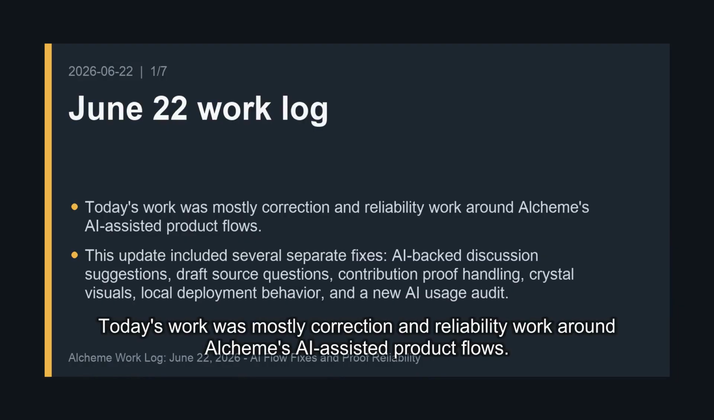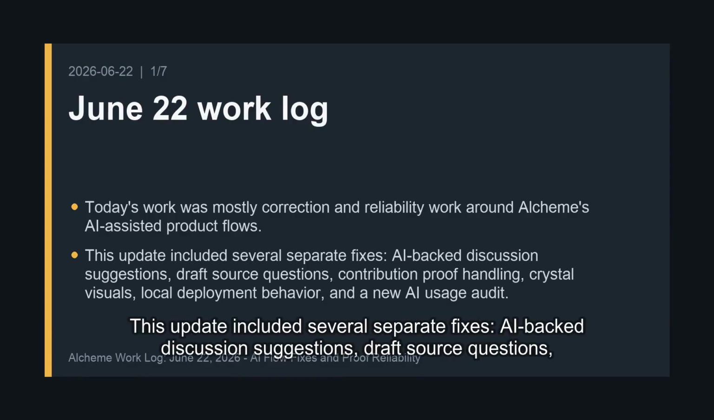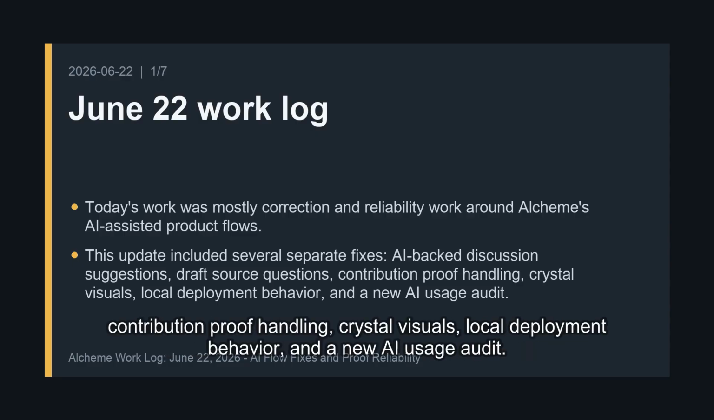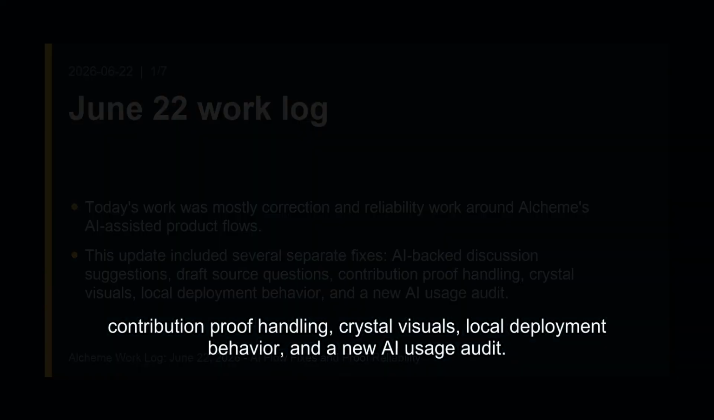Today's work was mostly correction and reliability work around Alcheme's AI-assisted product flows. This update included several separate fixes: AI-backed discussion suggestions, draft source questions, contribution proof handling, crystal visuals, local deployment behavior, and a new AI usage audit.